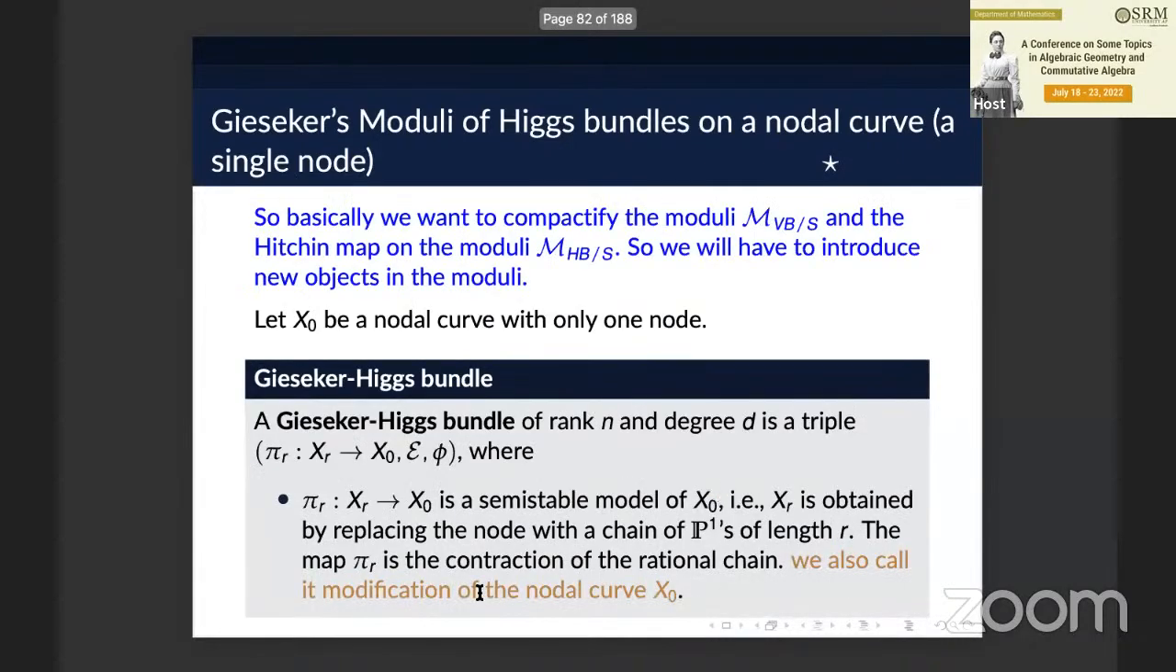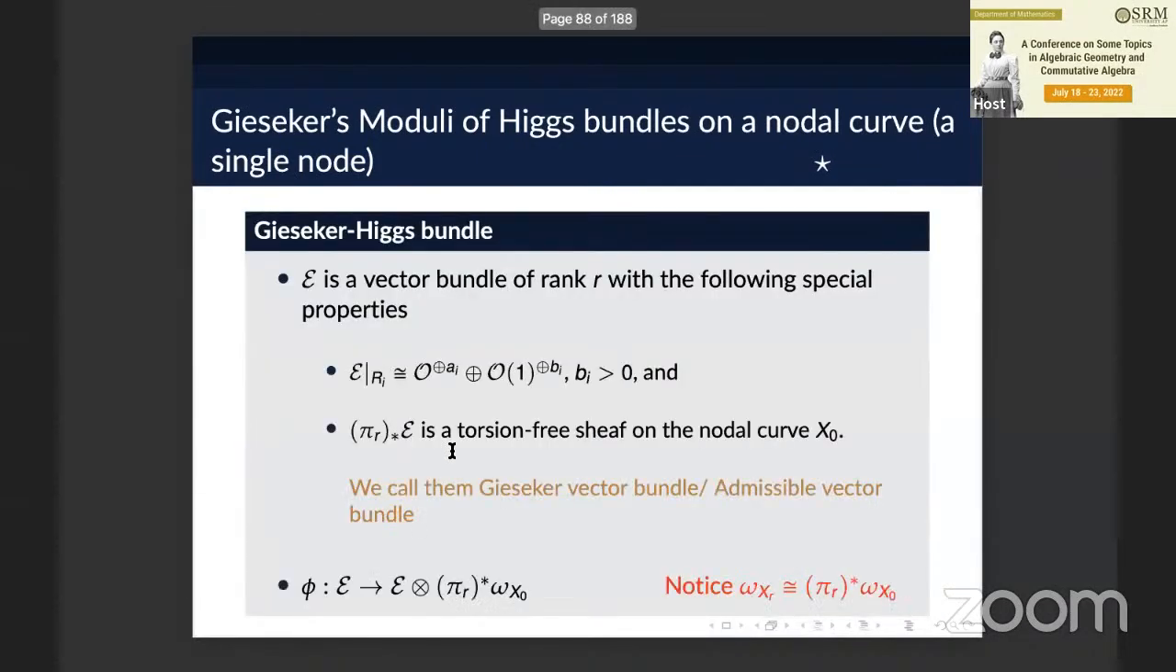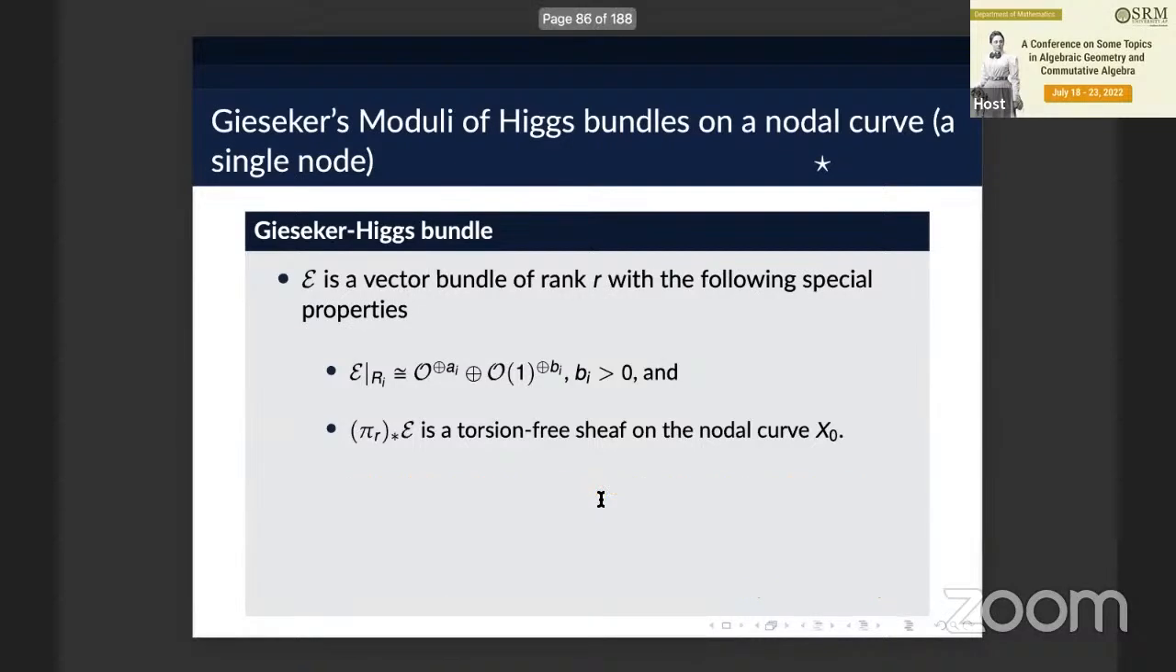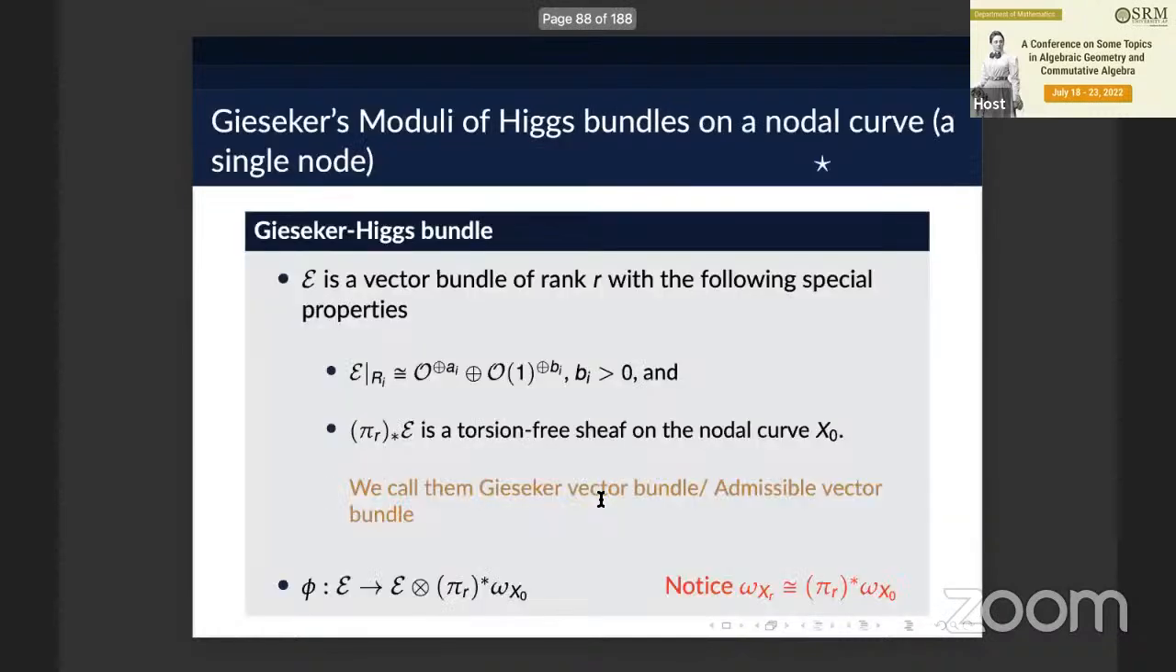Third, an object phi is any vector bundle homomorphism from E to E tensor omega XR, the dualizing sheaf of the modified curve. So these are the objects that we want to include in the boundary.